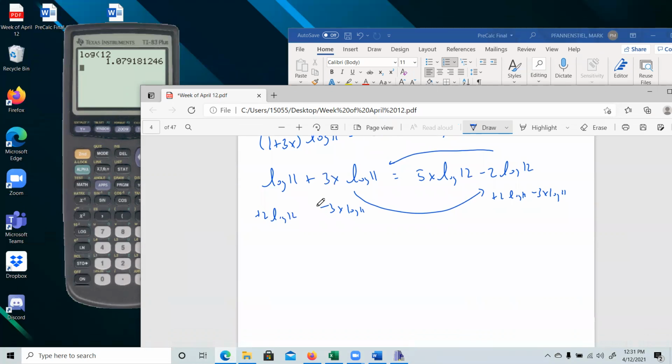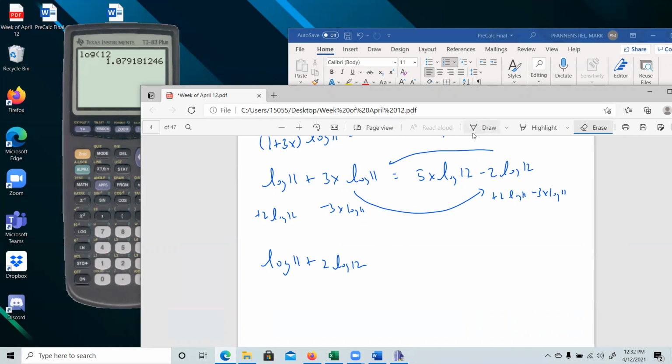You can't add these. All you could do is show that you've got log 11 plus 2 log 12. It's like you've got a British pound and 2 euros. You don't have a bank. How much money do you have? You've got a British pound and 2 euros. That's it. There's no exchanging. You just have 2 sets of coins.